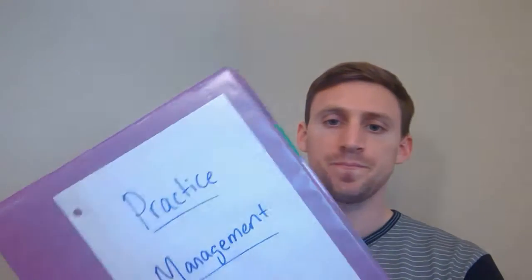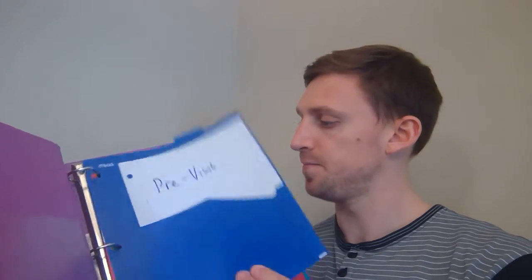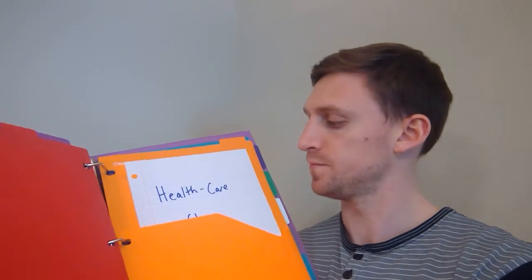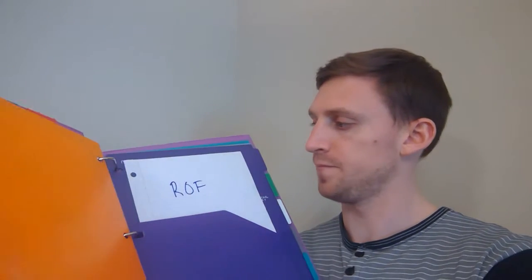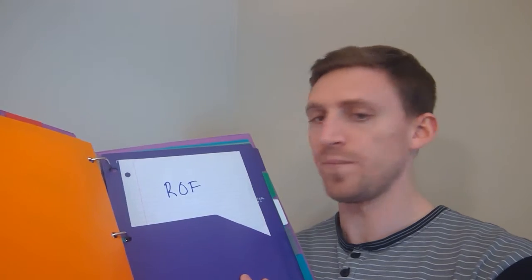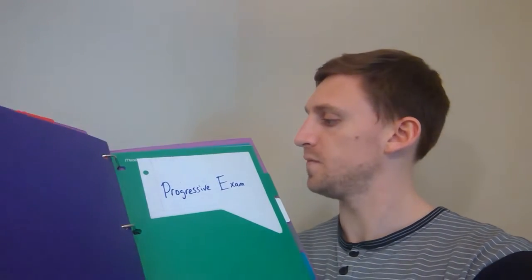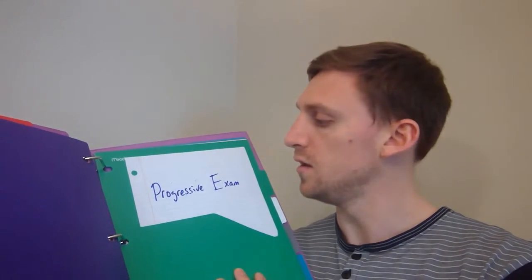I'll start off by showing you my practice management binder. So here it is, practice management. Here is the first tab, pre-visit. The second, visit 1. The third, healthcare class. The fourth, ROF or report of findings. The next one, and the last one, the progressive exam. Okay, and that is the practice management binder.